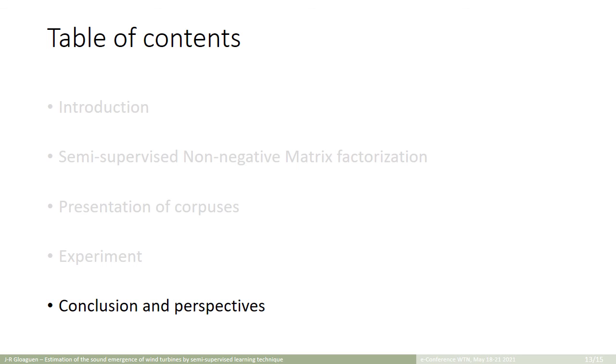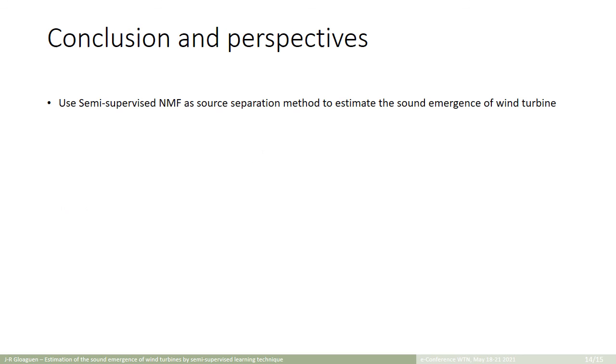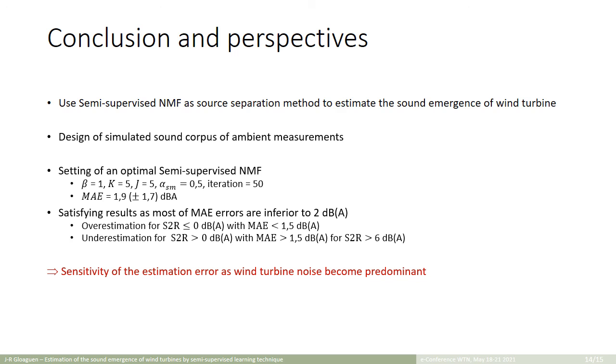In conclusion, in this presentation, we propose a sound emergence estimator of wind turbine noise based on a source separation method with semi-supervised NMF. To test this method, we use a set of simulated ambient noise. And the experiment carried out allowed to test the capacity of NMF to adapt to the sound source and also to define an optimal setting. We saw that the results were mainly satisfying as they were inferior to 2 dBA for a majority of cases.